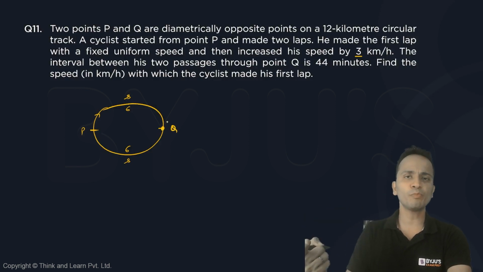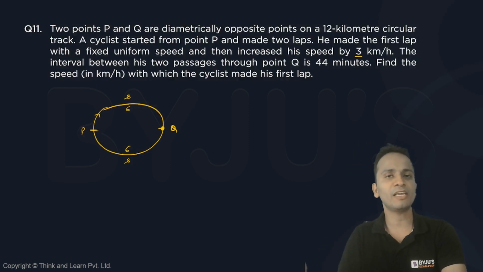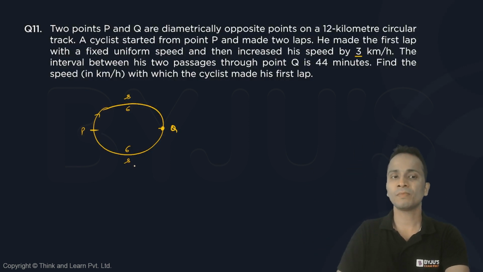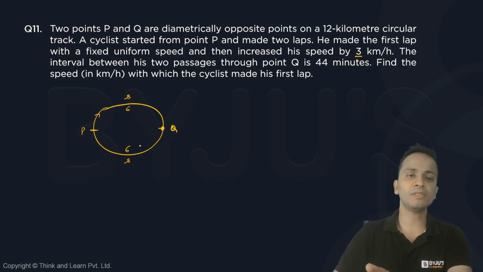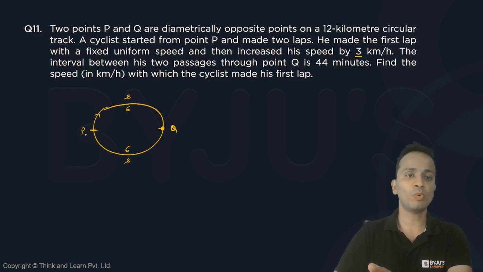So you can start from Q. Starting from Q, if we take one complete round, the time taken is 44 minutes, but the speed is different. The first time the person will pass through Q, the speed will be s only. But once he reaches P, he will increase the speed by 3 km per hour. So in the second round, the speed will be s plus 3, right?